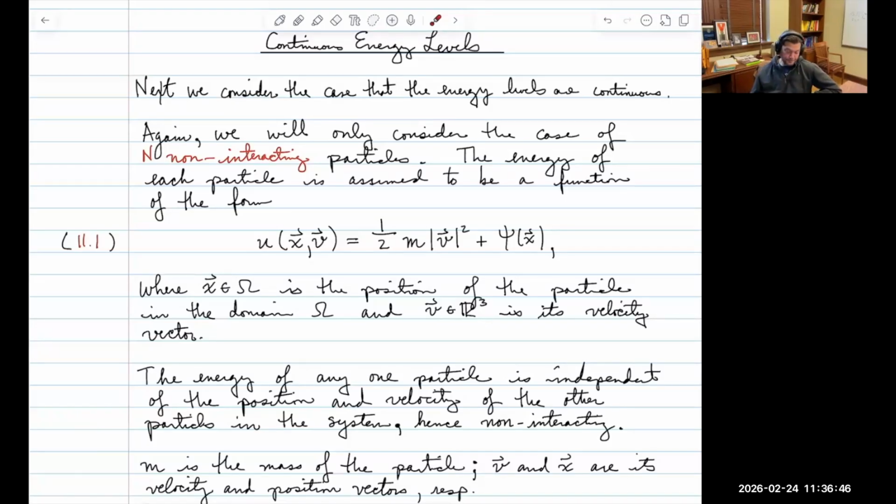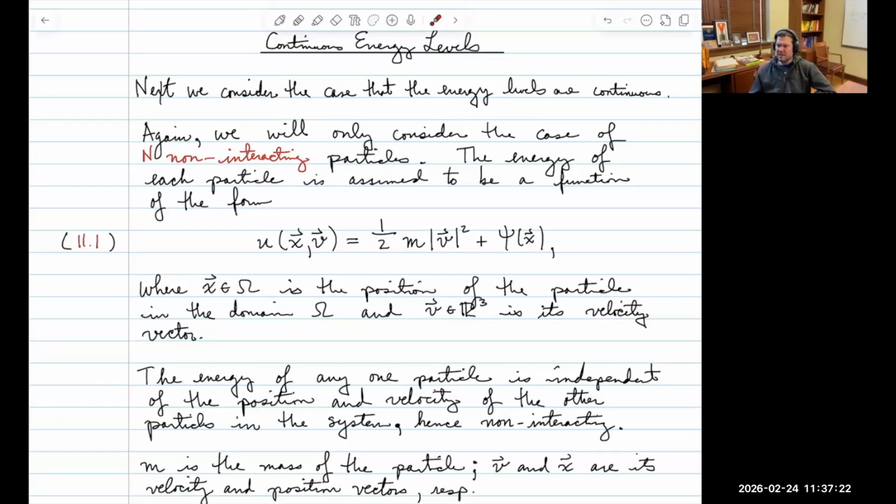in the box. So we have a box of n non-interacting particles, and the per particle energy is given by this very simple function. x is our position vector inside of our domain omega. We're thinking of the simplest possible case: a square box in 3 dimensions, with side lengths L, for example. v is our velocity vector. Inside this box, these particles can be traveling in any one of 3 directions.